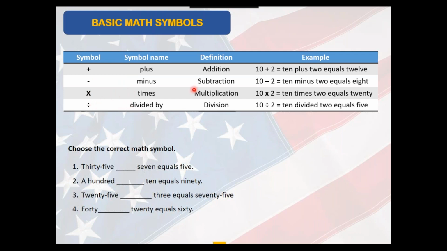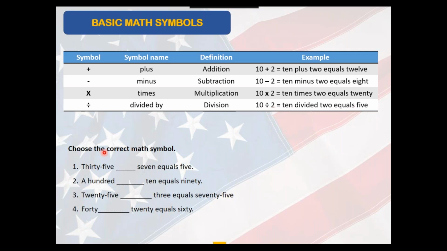Yes, perfect. Obviously, plus is the symbol name for the addition. Minus is the symbol name for the subtraction. Times is the symbol for multiplication. And divided by is the symbol for a division. Okay, perfect. So my example will be 10 plus 2 equals 12. 10 minus 2 equals 8. 10 times 2 equals 20. 10 divided by 2 equals 5.